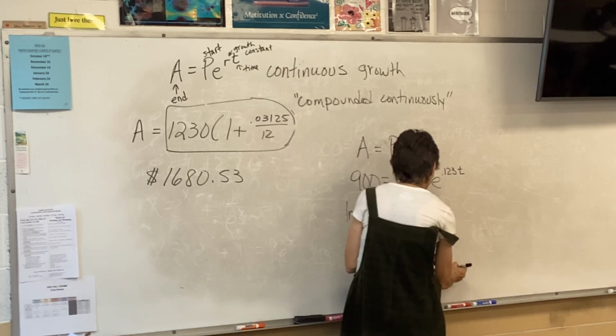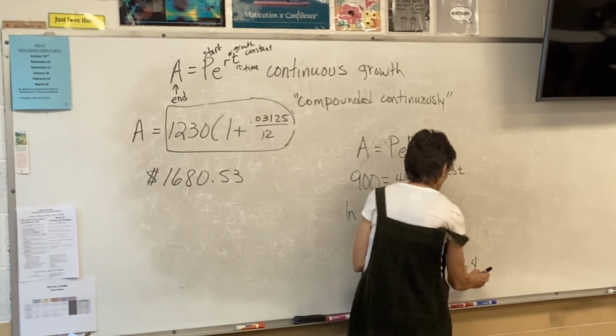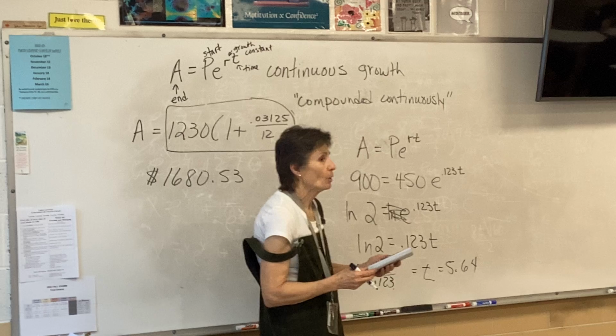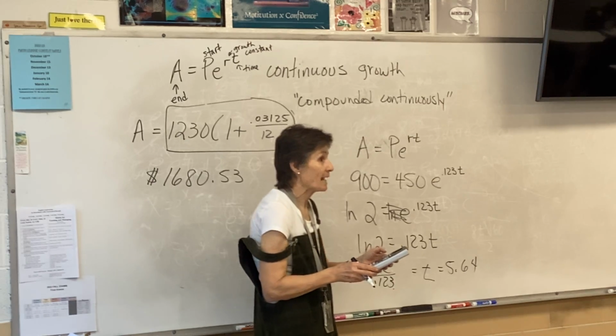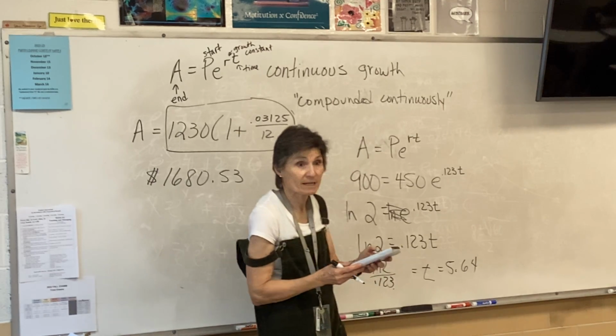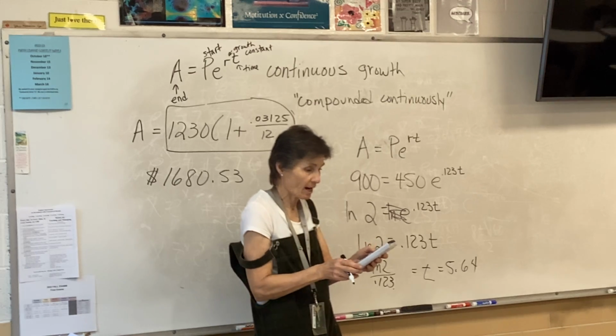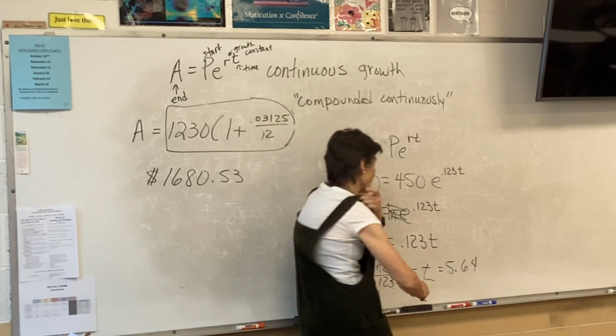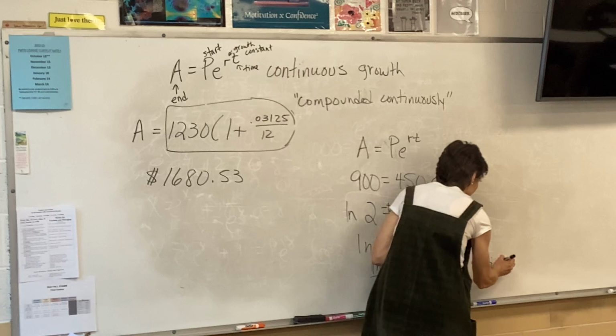Looks like it's about 5.64. I don't know, it doesn't really say in the problem. Days, years, months, weeks, minutes, some unit of time, right? So it'd be 5.64 time units.